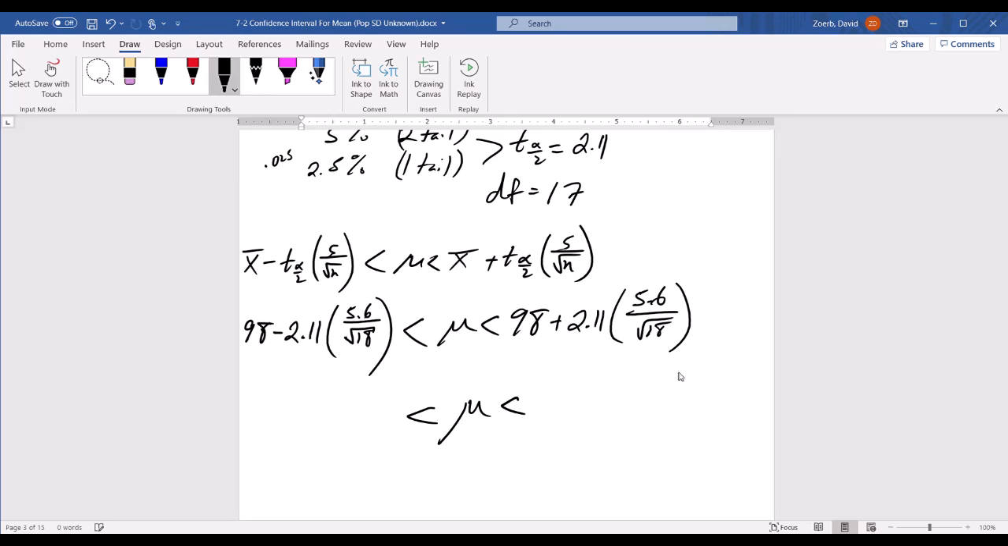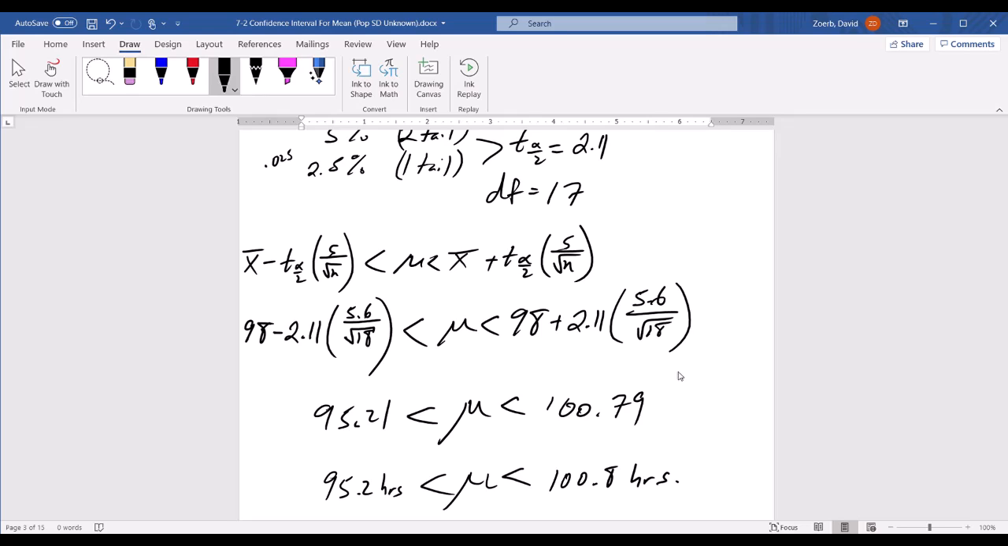Punch in one of these two sides, does not matter which, but I got 95.21 and 100.79. Now what this represented is number of hours lost. So I need one more decimal than what I was given, which means 95.2 hours to 100.8 hours. A little different with the t-score. I'm expecting that to throw some of you off, which is fine. Just go ahead and ask me about it.